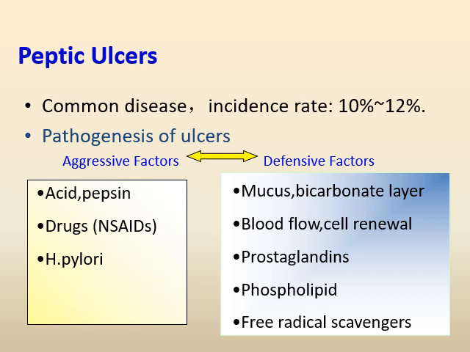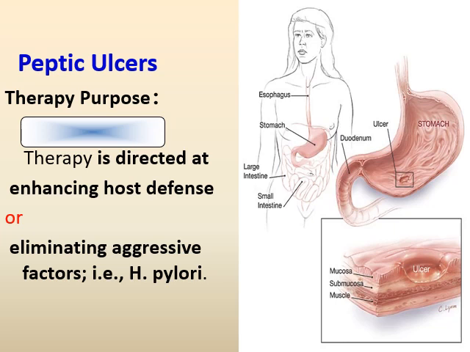The defense mechanism includes the secretion of mucus, the bicarbonate, the presence of prostaglandins that help in the formation and secretion of mucus and bicarbonate, the good blood flow, the cell regeneration, and the presence of phospholipid and free radical scavengers. The aim of treatment includes enhancing the host defense mechanism or eliminating and treating the aggressive factors, like treatment of H. pylori or reducing increased acid by different drugs.